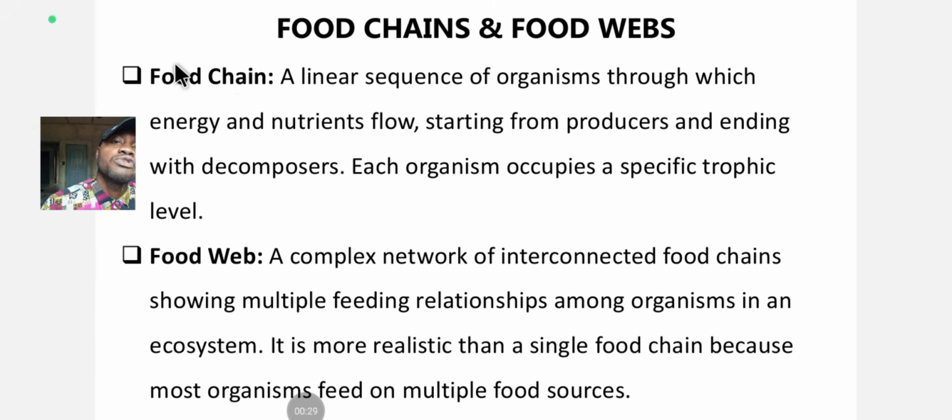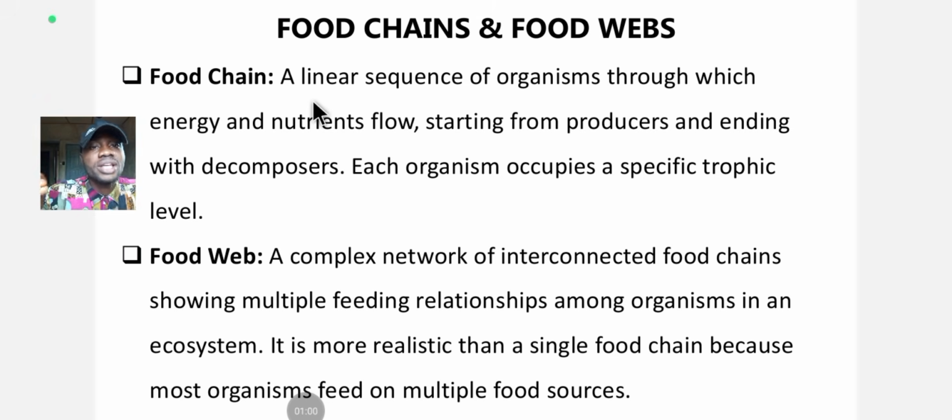Alright, so food chain. What is food chain? Food chain is a straight sequence of organisms through which energy and nutrients flow, starting from where? From the producers and ending in where? The decomposers. A straight, linear way here means straight. I'm telling you the difference now between food chain and food web. So food chain is straight.